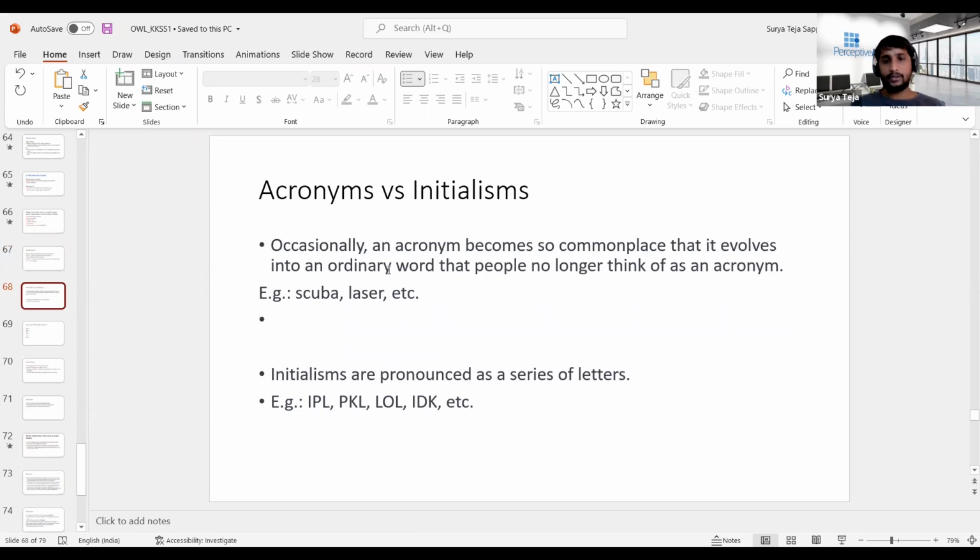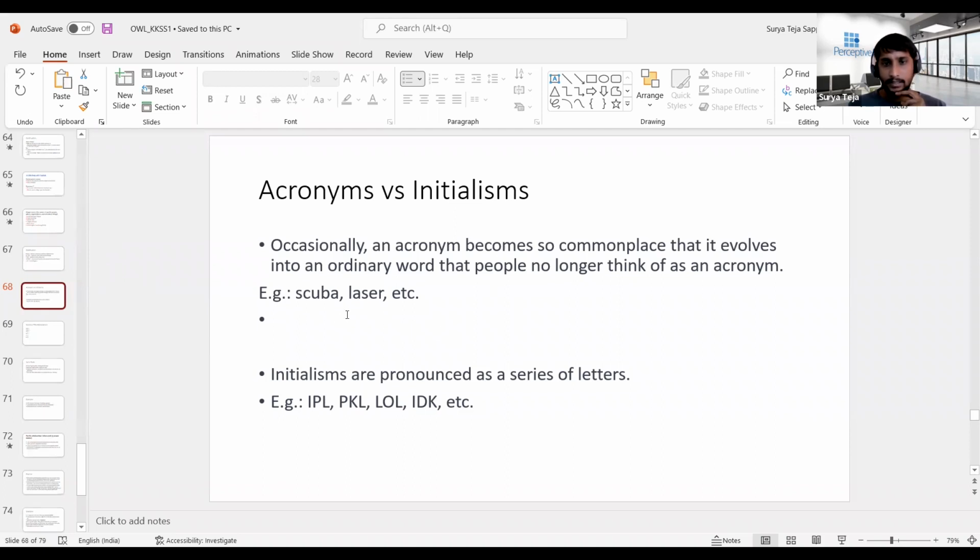So as I said, acronyms and initialisms. Sometimes we might get confused between acronyms and initialisms because most of the rules remain the same, but the specific pronunciation and the specific usage will differ. So if you see here, an acronym is an abbreviation which is formed by taking the starting letters of the words, like we have discussed in the case of CCMB, ICRISAT or NIN.